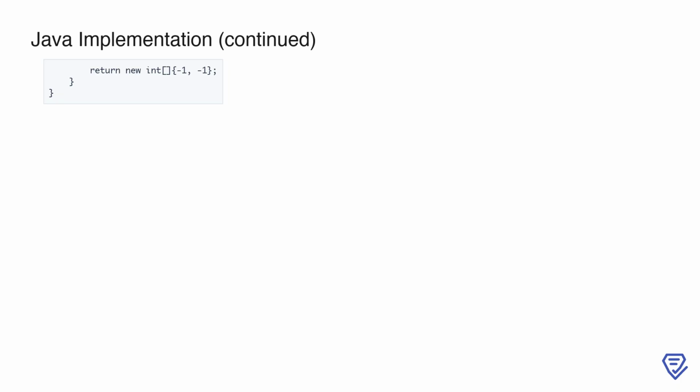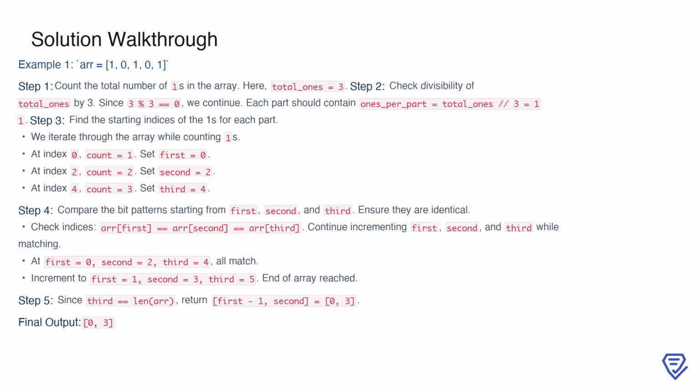This simple yet efficient implementation ensures that we only perform the necessary checks and computations, making it suitable for larger input arrays as well. Here, we start by analyzing the example array [1, 0, 1, 0, 1]. First, we count the total number of 1s in the array, which gives us total_1s equals 3. Since the total number of 1s is divisible by 3, we can proceed to divide the array into 3 equal parts.